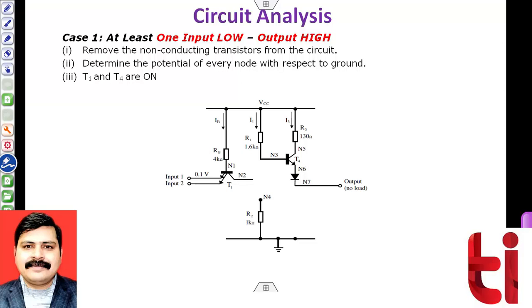That means the transistors that are in cutoff mode we have removed from this particular network. Now the next part is to determine the potential of every node with respect to ground. There are certain nodes, like this is the base terminal, the collector terminal of this transistor, this is the base terminal of transistor T4, like that. At several locations we need to find a particular voltage with reference to a common node, which is my datum node of the ground potential.